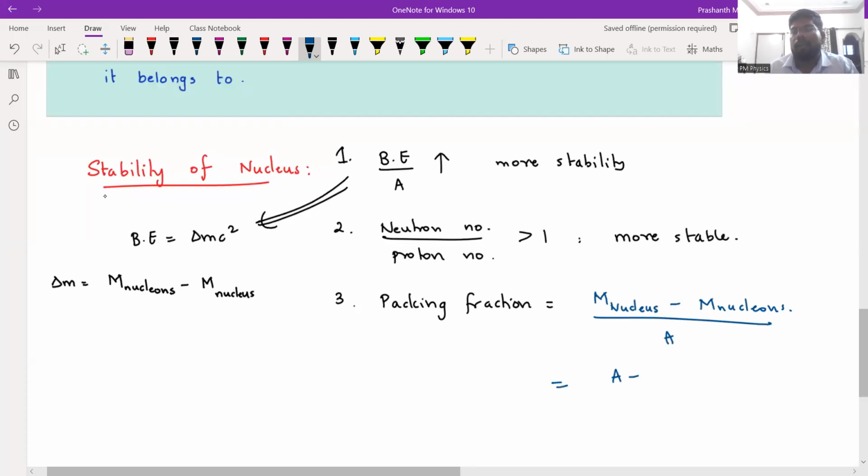Okay, that is A minus mass of nucleons divided by A. So it's minus of the mass defect in the numerator. That means if the mass defect is more, binding energy is more, then binding energy per nucleon also can be more. But if the mass defect is more, packing fraction will be less, because it is negative. So now it is reverse: if packing fraction is less, then we should say more stable.